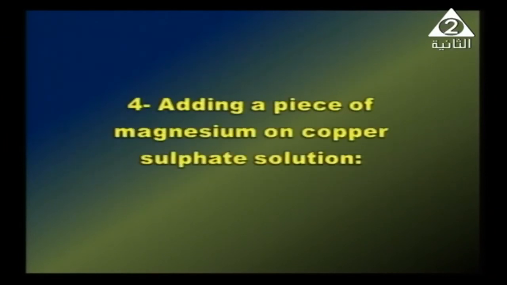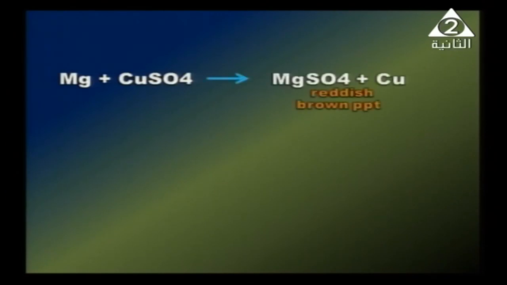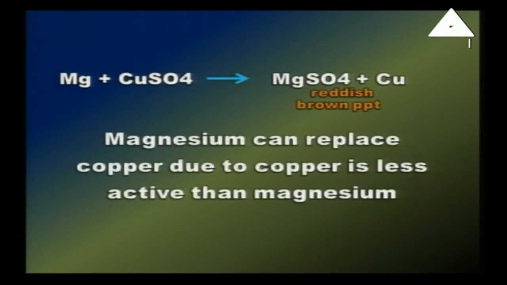Adding a piece of magnesium ribbon to copper sulfate. It will produce magnesium sulfate and a reddish brown precipitate of copper. As magnesium is more active than copper, it can replace copper in its salt, producing magnesium sulfate and a reddish brown precipitate of copper.